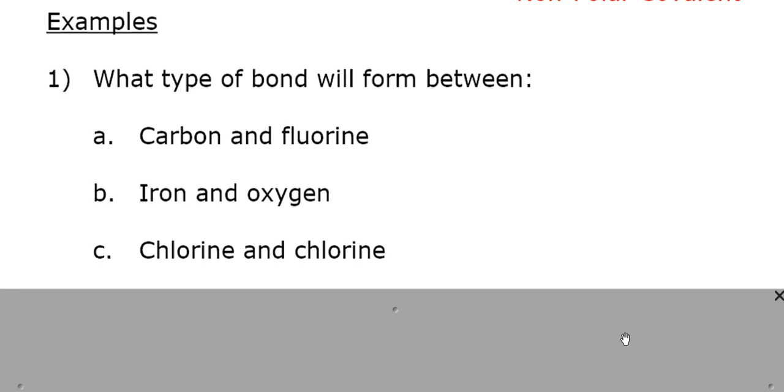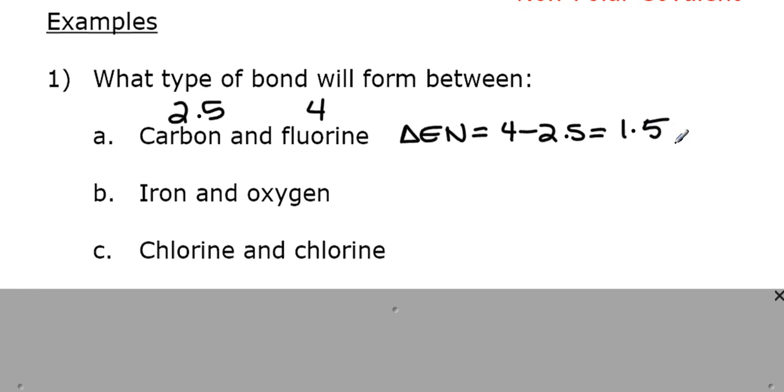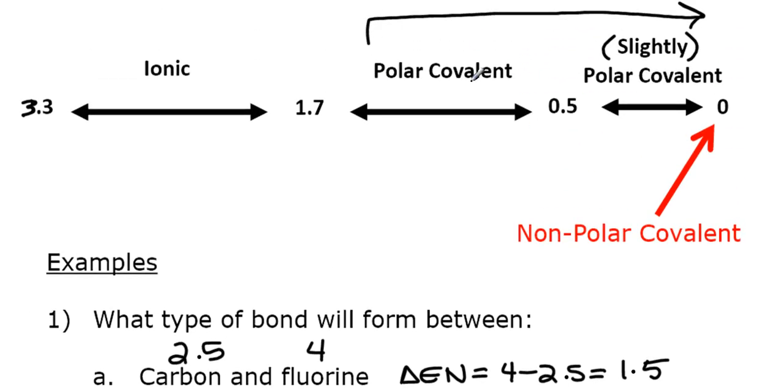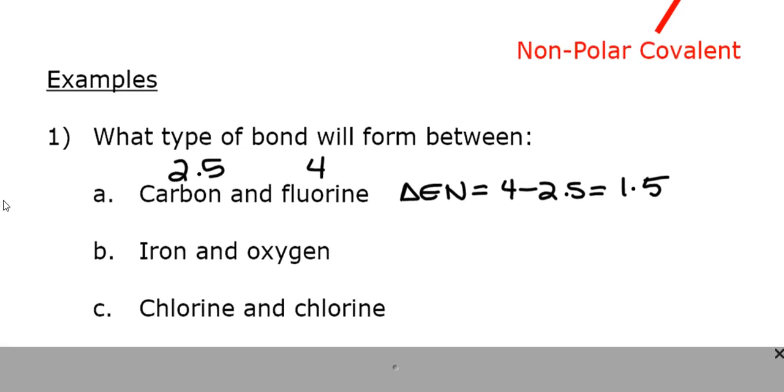All right, so now we're back. We're going to look at electronegativity differences. So when we look at electronegativity differences, fluorine has a value of 4 and carbon has a value of 2.5. So if I do that, take my difference, I get an electronegativity difference of 1.5. 1.5, when I go back up and have a look, falls in the polar covalent range. So I know I have a polar covalent bond.